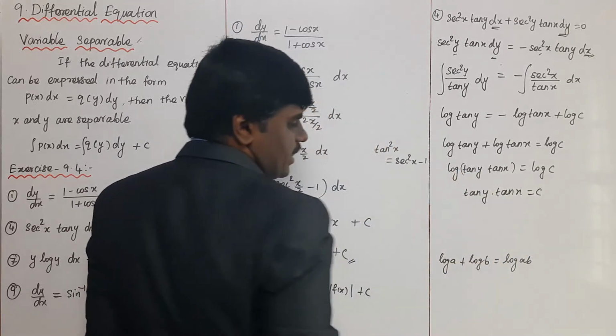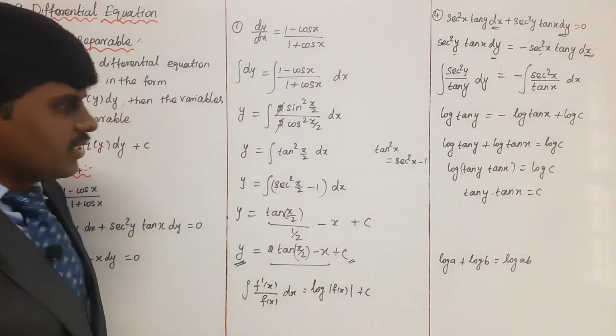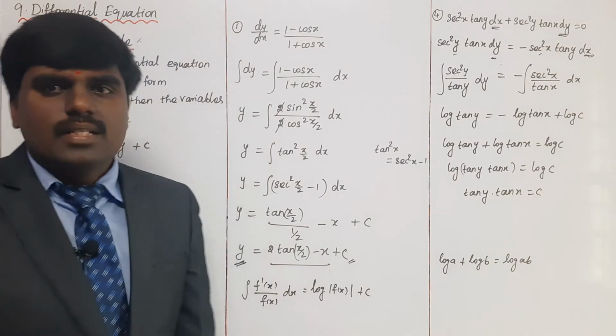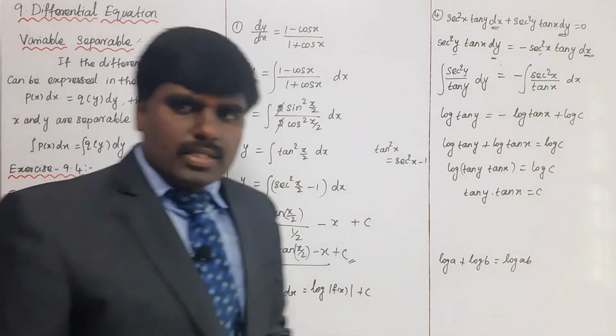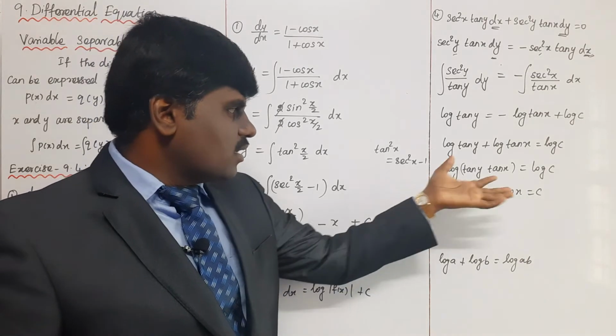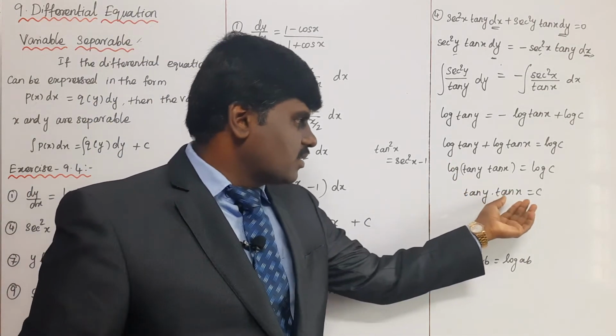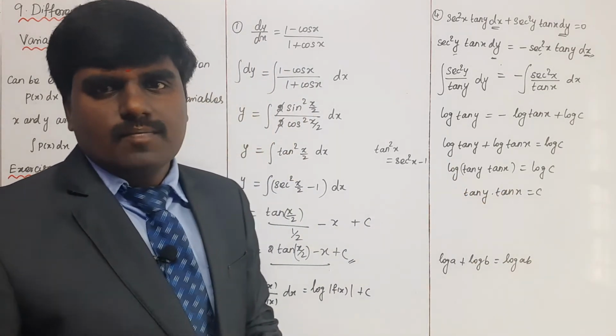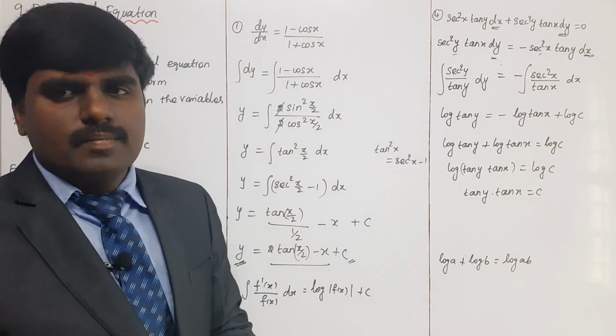Take e, that is the meaning, the exponential function. Exponential and logarithm are inverses of each other, so you already know that. I am taking the exponential on both sides. Here the logarithm cancels, but here tan y into tan x is equal to e power c. Is that clear? Understood, children?